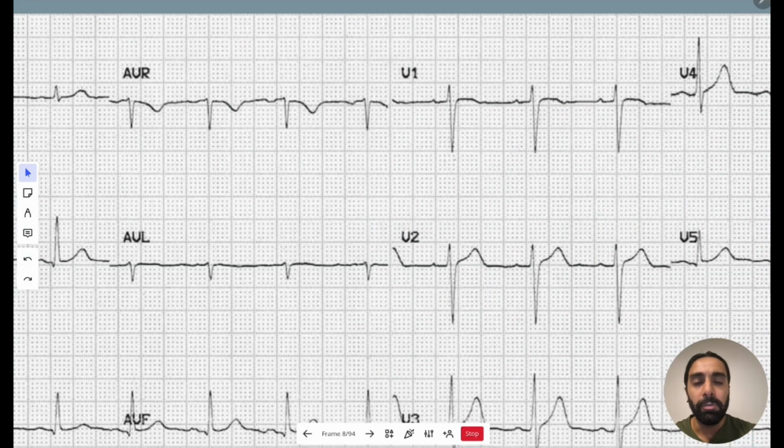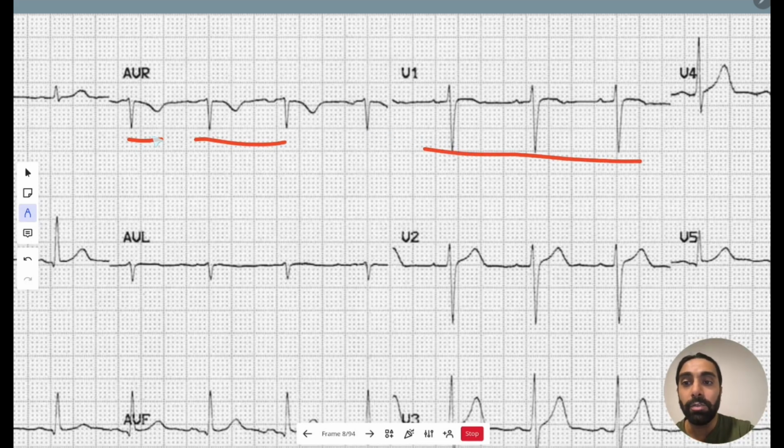All right, before we do our next one, I want you to keep in mind how normally AVR and V1 look. You usually have predominantly downward deflections in AVR and V1. Everything usually is upside down. I don't like to use the term inverted because inverted means that it's upside down or flipped from its normal state. So this is just normal for V1 and AVR to look like that.